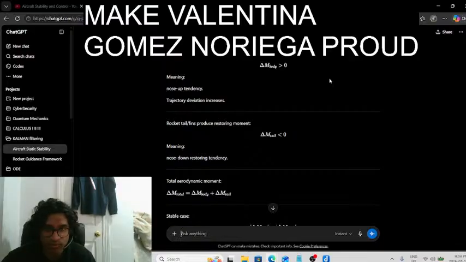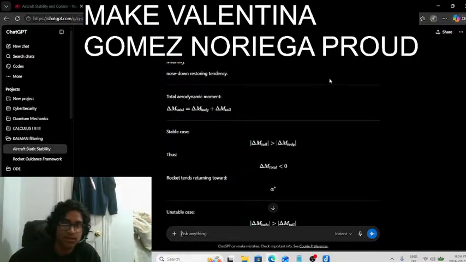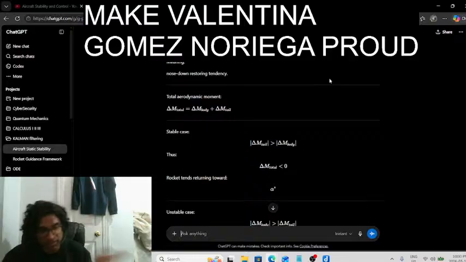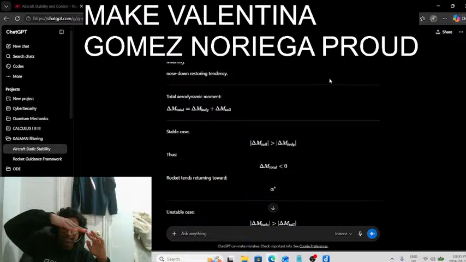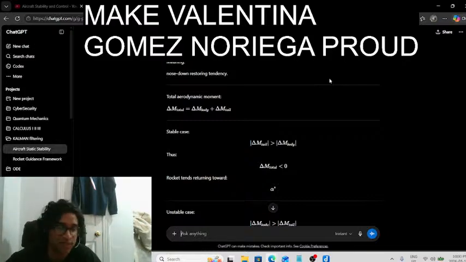So the total aerodynamic moment would be del M of body plus del M of tail. Stable case: if the del M of tail is greater than body, then the total will be less than zero, so it will almost return to alpha conjugate. Unstable is if body is greater than tail. If body is less than tail, it's easier to do the pitch moment, because the tail has those wings that are adjustable. So the total gets less than zero, and it is really easier to reach that equilibrium point.